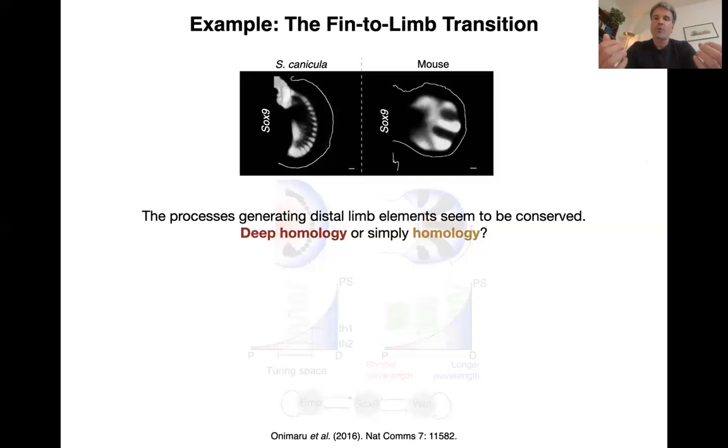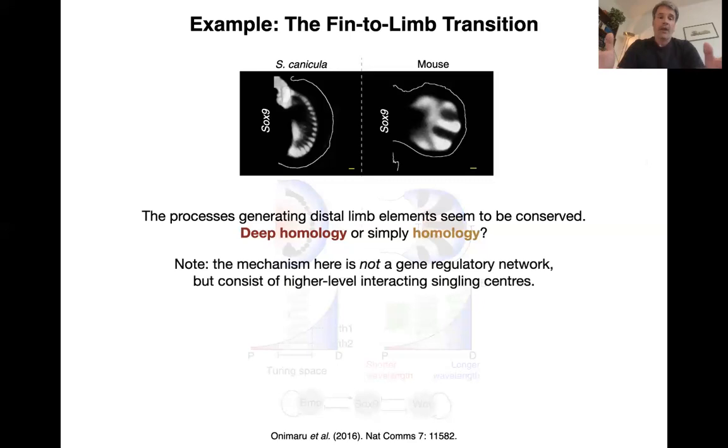Okay, here is a very important remark. The mechanism here is not a gene regulatory network. So this model is at the level of interacting signaling centers, BMP and Wnt signaling. It's not formulated in a molecularly detailed manner. And although there's a transcription factor involved, it's more the target output.